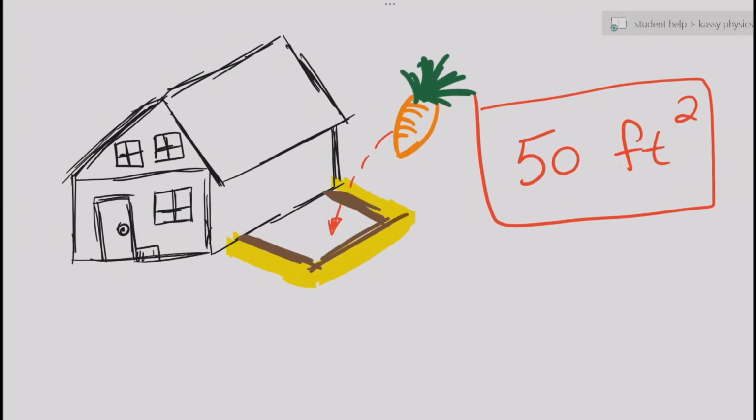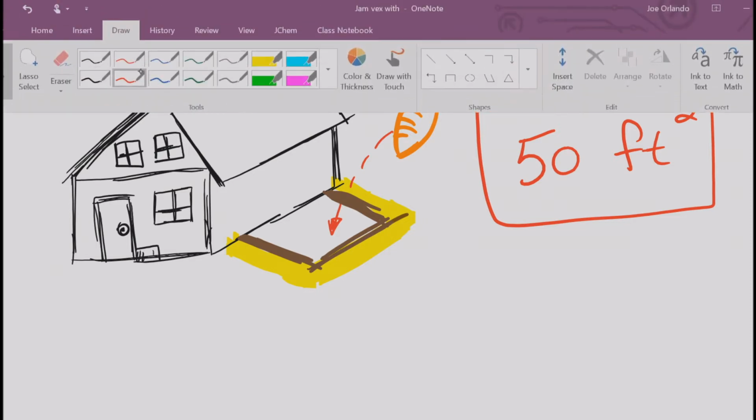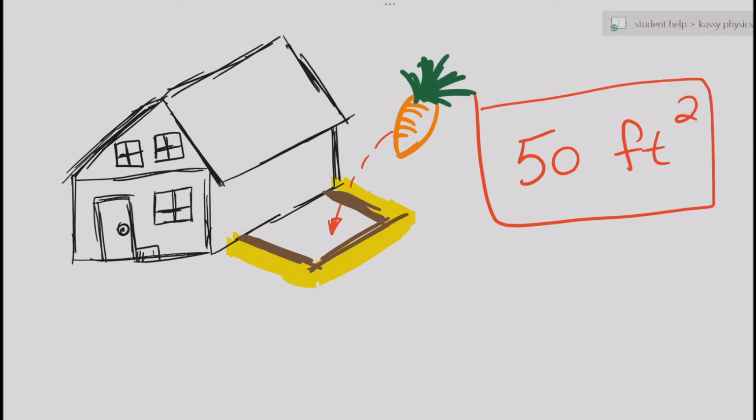But that's okay. So this is kind of an interesting case because we have 3 sides and we need this thing to be 50 square feet. And the question is, how can we use the least fence?